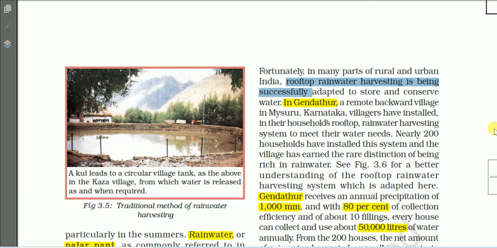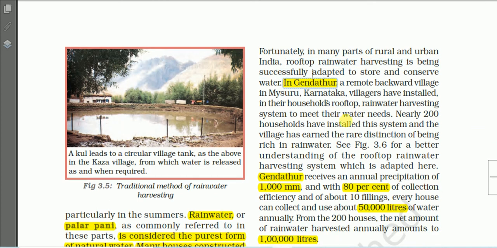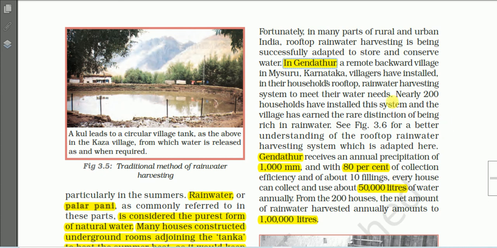Okay, and we have one example: Gandathur, a remote backward village in Mysuru in Karnataka. Villagers have installed rooftop rainwater harvesting systems in their households to meet their water needs. Nearly 200 households have installed this system, and the village has earned the rare distinction of being rich in rainwater. That means Gandathur is rich in rainwater, because almost all the houses are harvesting rainwater.